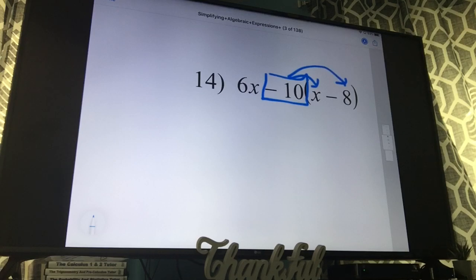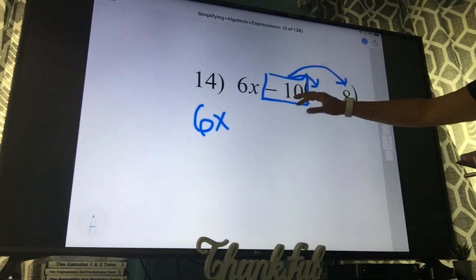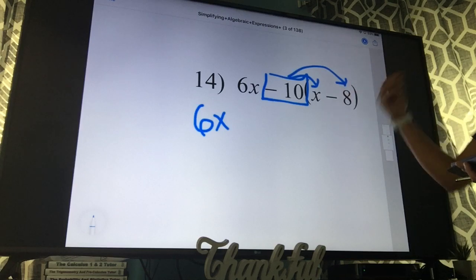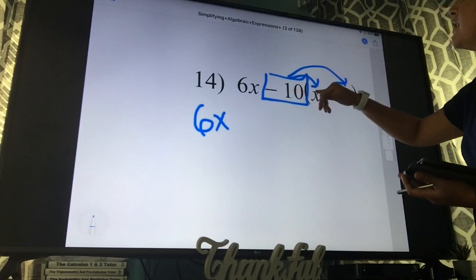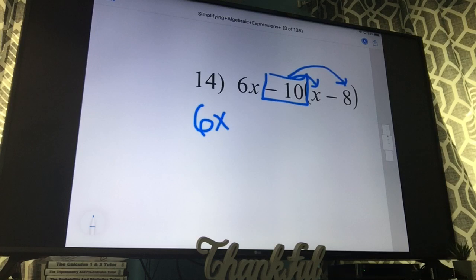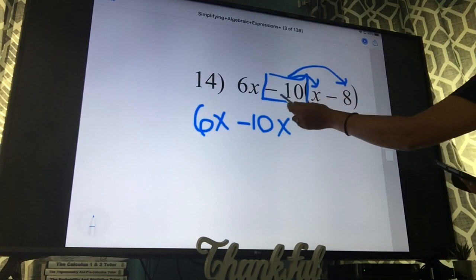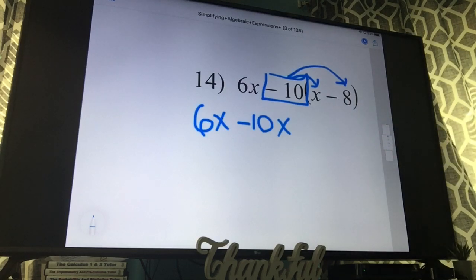Okay? So, are we doing anything with that 6x? No, not right now. So you can write it down. And then we have a negative 10 times, and what number is in front of this x? A 1. It's a 1. So it's really negative 10 times 1 to give us negative 10x, because we only have one x. There's none here, and there's 1 here. And then for the next one, I got negative 10 times negative 8. A negative times a negative is going to be a positive, so plus, and 10 times 8 is 80.